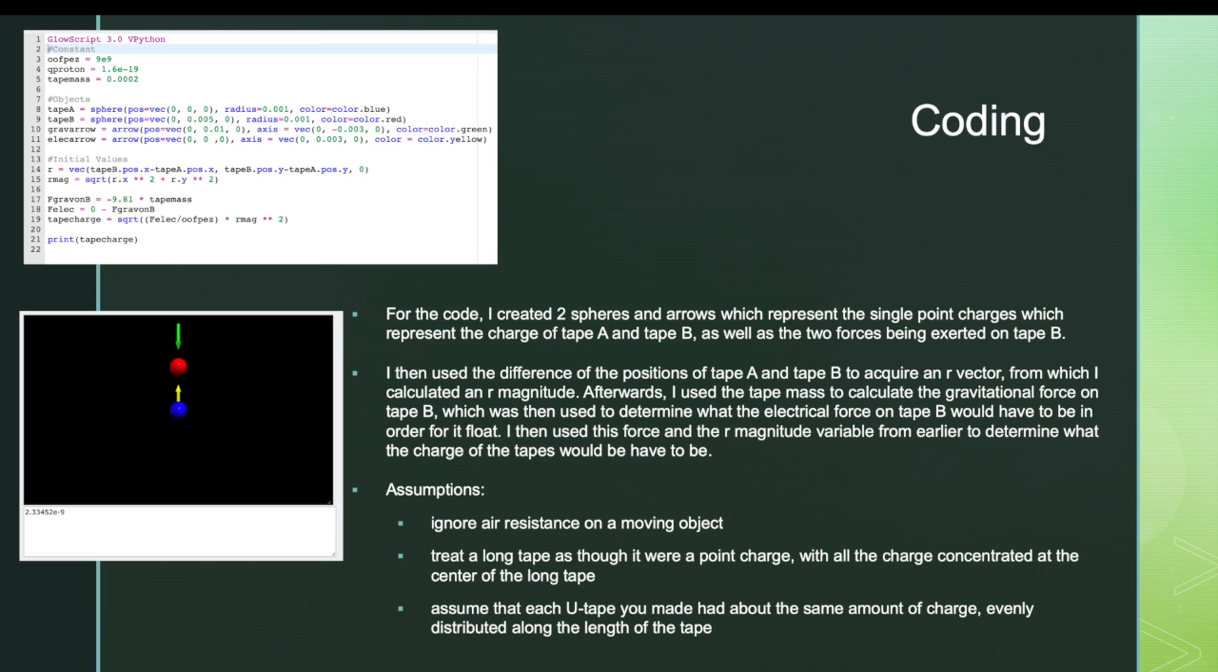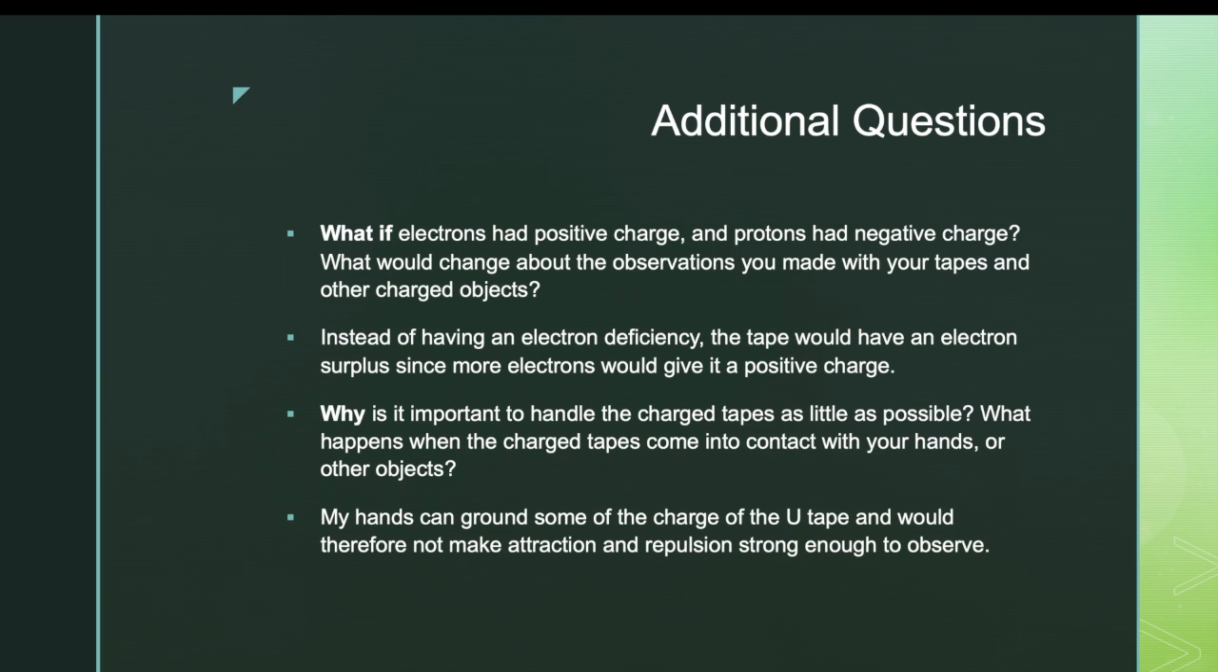Some key assumptions that we're making here. First, I'm ignoring air resistance on both pieces of tape, which could seriously change these calculations. Second, I treat each long tape as if it was a single point charge represented by these two spheres. And third, I assumed that both pieces of U-tape had about the same amount of charge evenly distributed amongst the tape. To wrap things up, here are some additional questions.